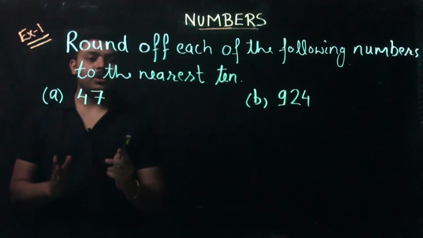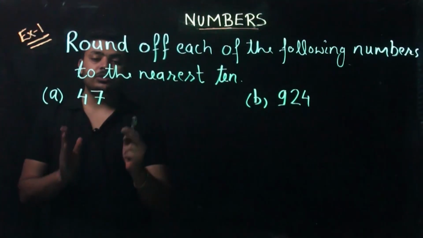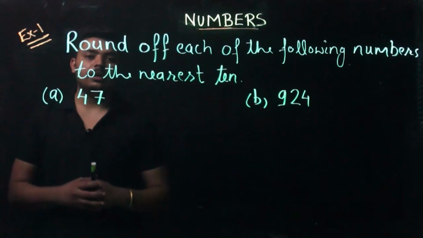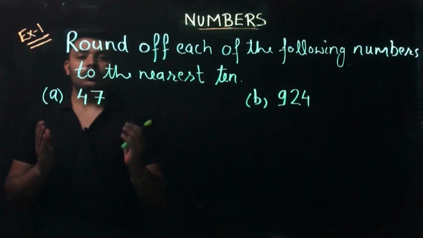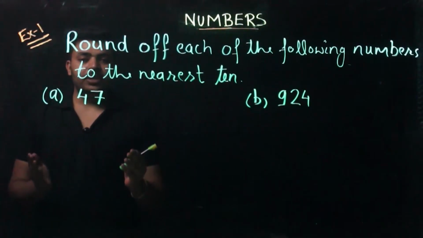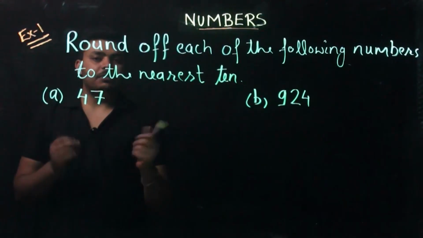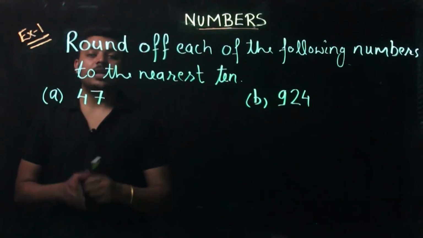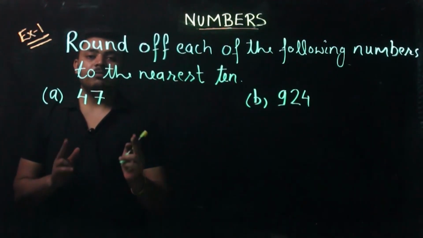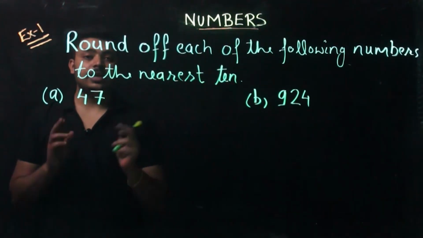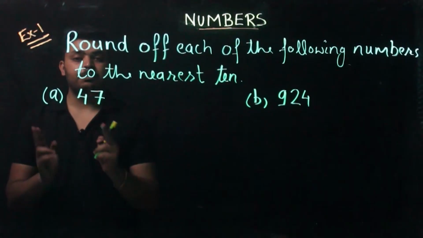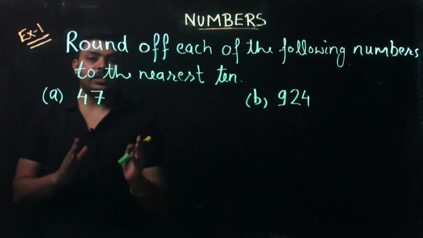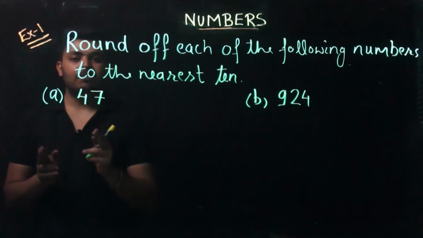So in this example, we have to round off the numbers to the nearest 10. First of all, I'll tell you how to round off the numbers to the nearest 10. To round off the number, first we need to look at the digit at the ones place. If the digit at the ones place is less than 5, then we replace the digit with a 0. That is, the digit at ones place is replaced by a 0 and the rest of the number remains the same if the digit at ones place is less than 5.